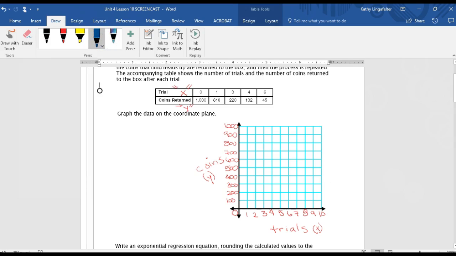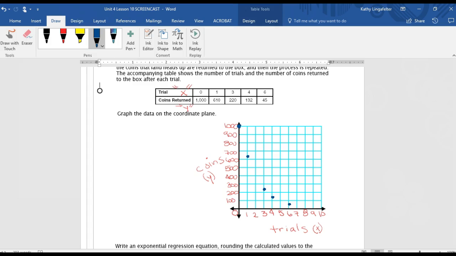So 0, 1,000 is going to be up here. 1, 610. It's going to be a little bit above 600. 3, 220. 4, 132. And then skip to 6 and 45.